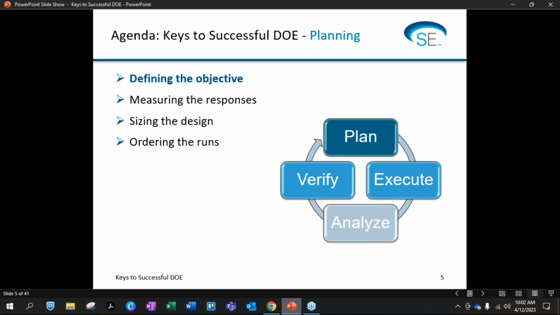So we are going to jump into planning a designed experiment. And the four things we're going to be talking about here are defining your objective and how your objective helps you determine which type of design to run, the importance of good measurements of your responses, touching on the sample size or sizing the design, and finally we'll talk about the order in which you should run the experiment.